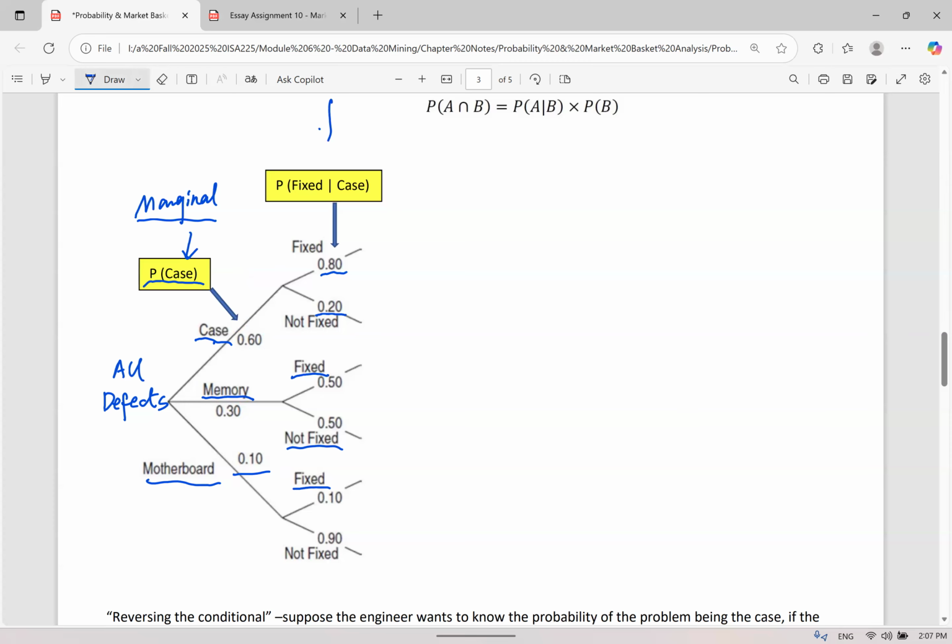Now let's look at the second step of the tree. When we talk about this, for example, this 0.80, what is this probability?